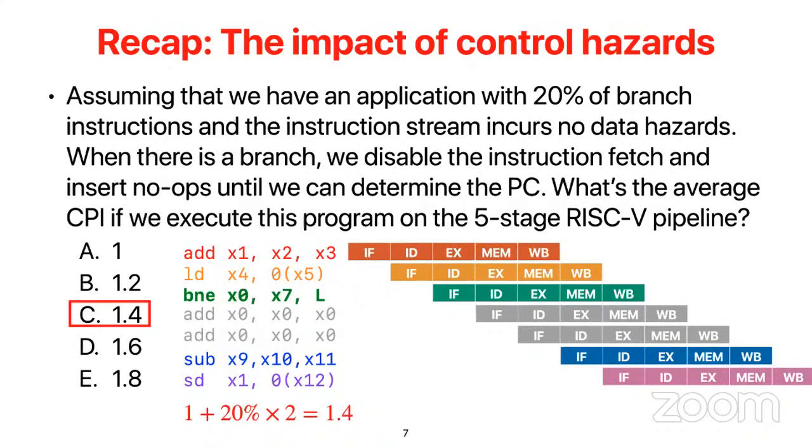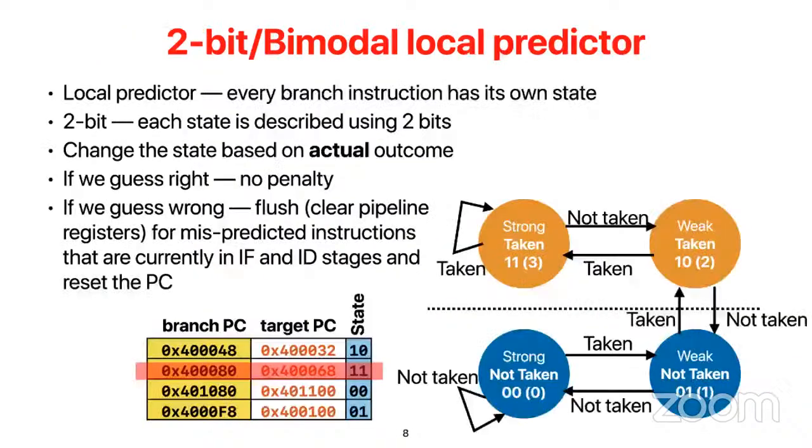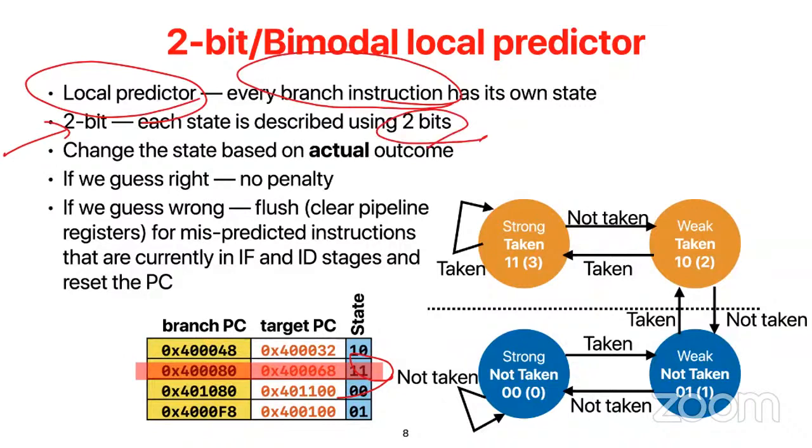So we start with the first dynamic branch predictor, a 2-bit bimodal local predictor. And by local, it means that we have every branch instruction training its own state. And 2-bit means that every state is only described using 2 bits. And you can also think about those 2 bits as the history of the last 2 branches, or you can consider it as a saturating counter.